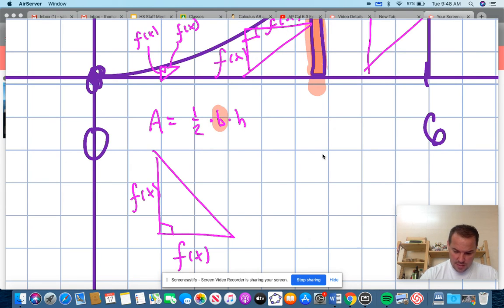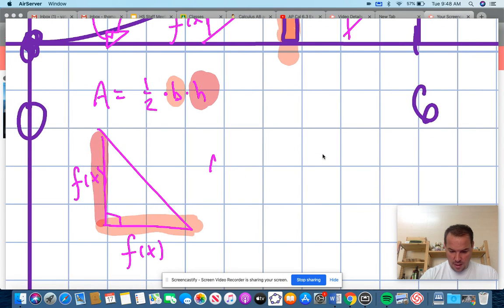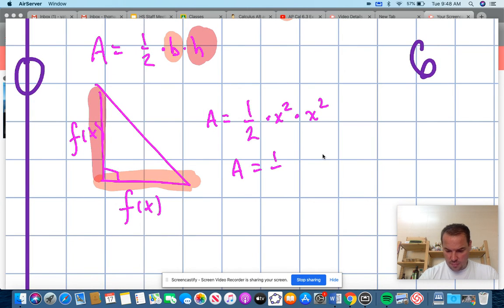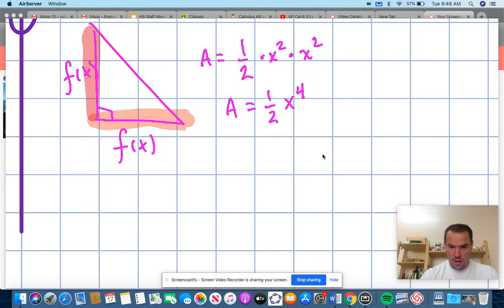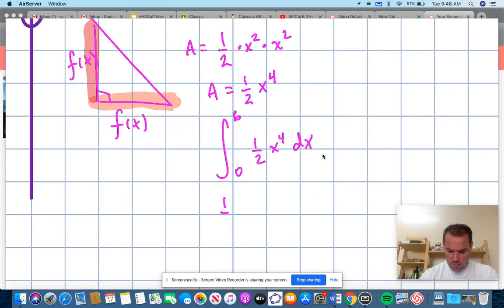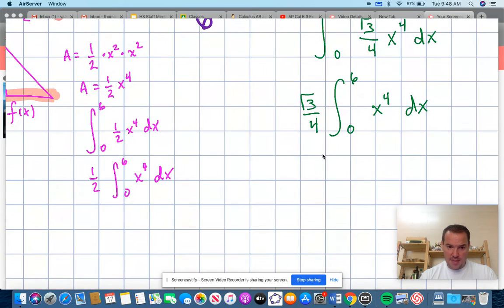No problem. This base, this guy right here, right? This height, this guy right here. I've got that base, I've got that height. Interesting. Area would be 1/2 times x squared times x squared, which the area of this would be 1/2 times x to the 4th. Oh man, integrate from 0 to 6, infinitely thin right triangles. 1/2 x to the 4th dx. Oh, half 0 to 6 x to the 4th dx. And now all of a sudden, I'm seeing a massive connection.